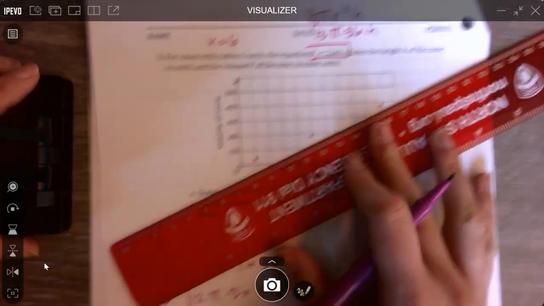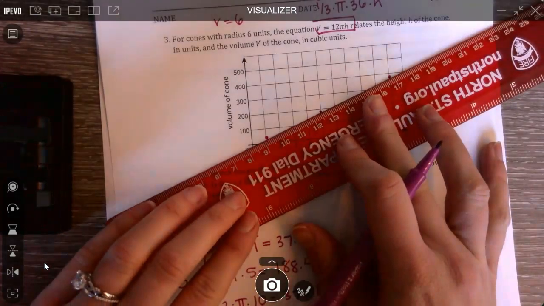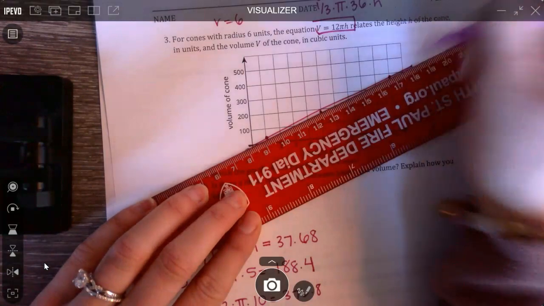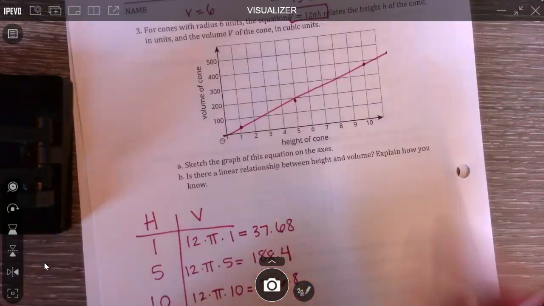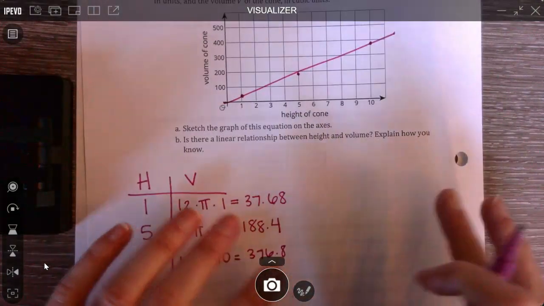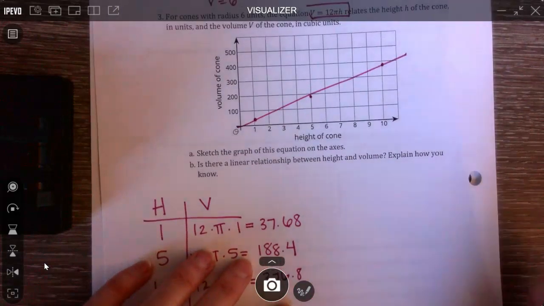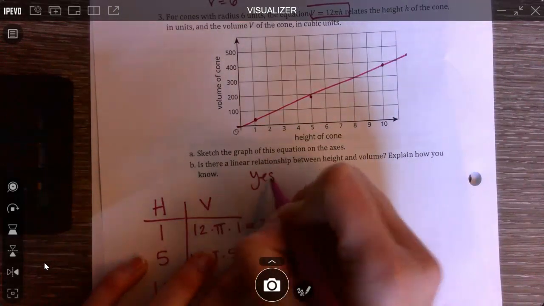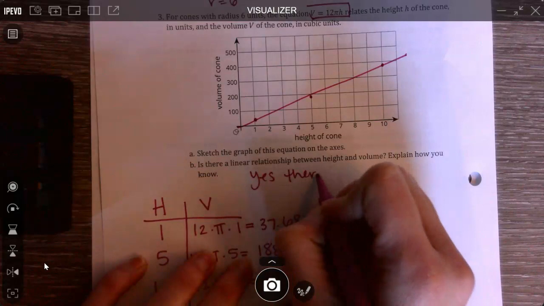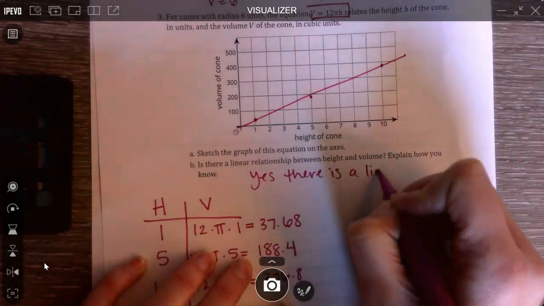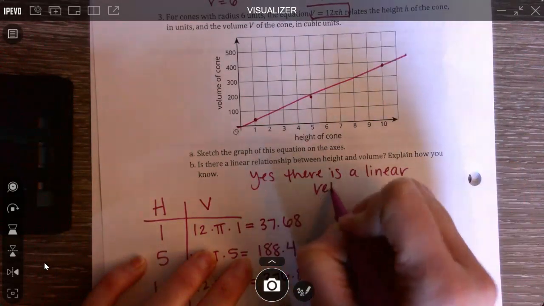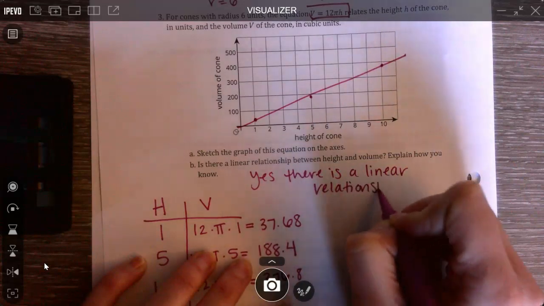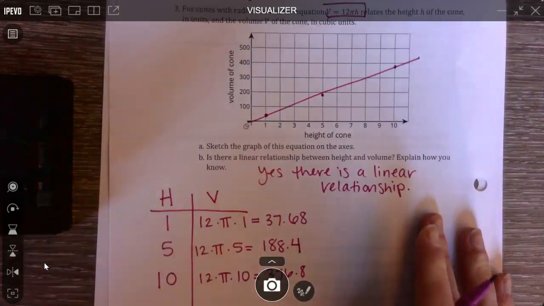you didn't really have a ruler, but just making it easier. I'm going to connect them roughly. That looks like a straight line to me. So now I'm going to say, yes, there's a linear relationship because it makes a straight line, right? Which a lot of you said, which is great, but you got to prove it.